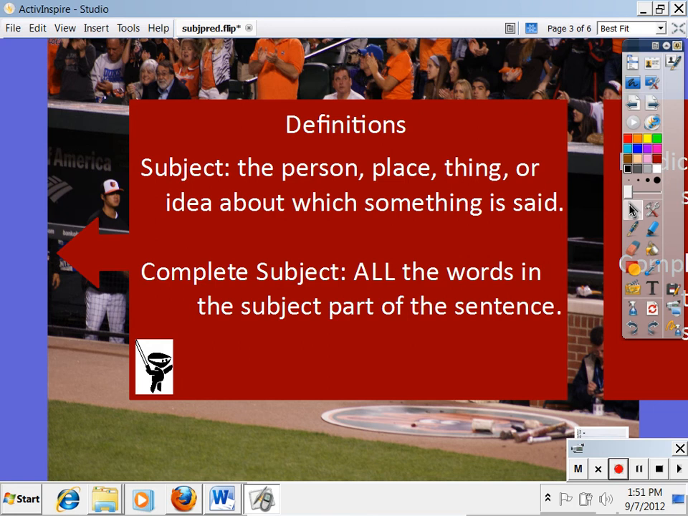So the traditional definition of a subject, and one you probably learned in elementary school, is the person, place, thing, or idea about which something is said. The complete subject is all of the words in that subject part of the sentence. So those could include modifiers or determiners, other things that we've been talking about. Again, remember you can pause the video to jot down these definitions. I'm going to continue on.